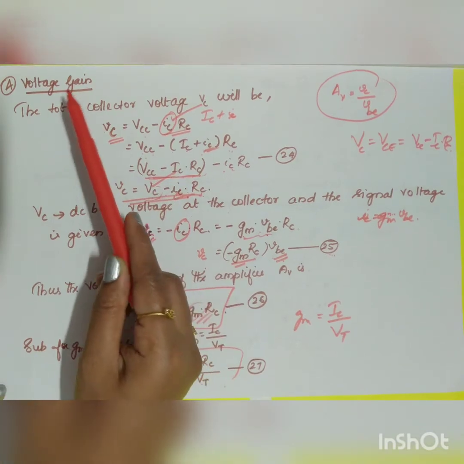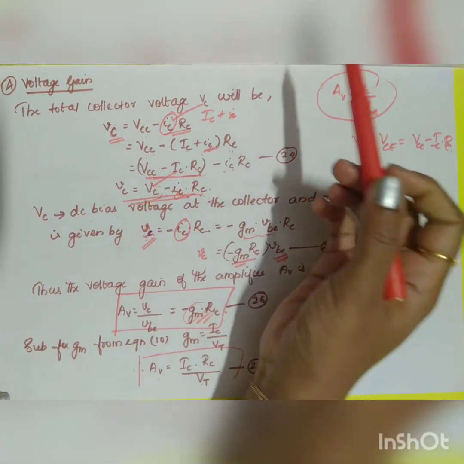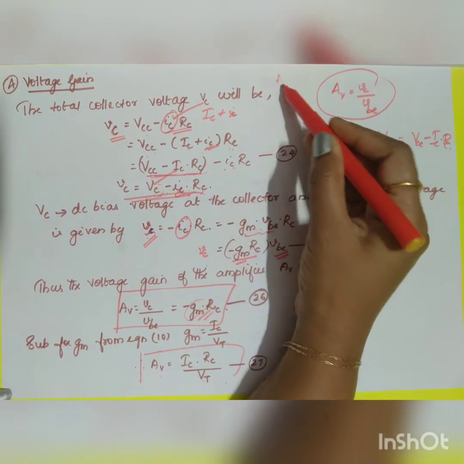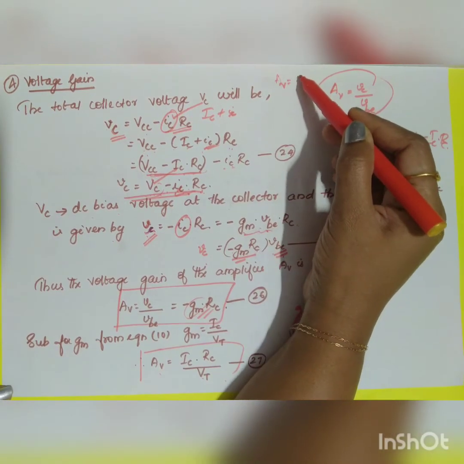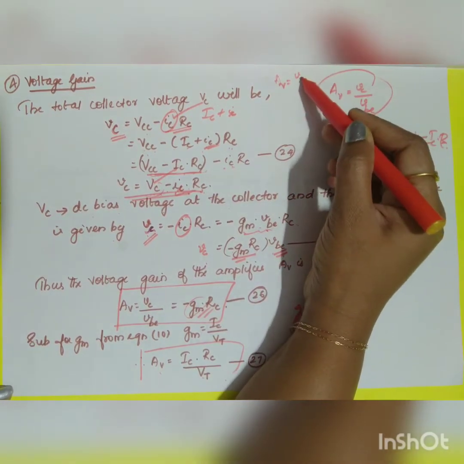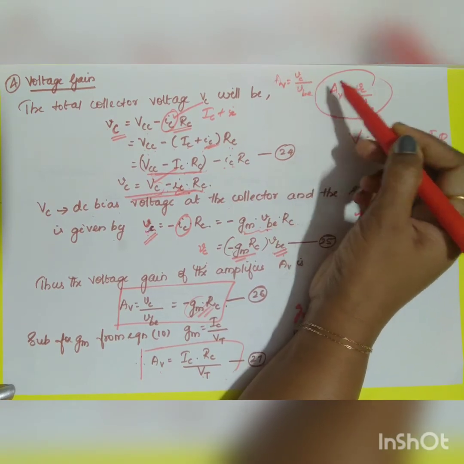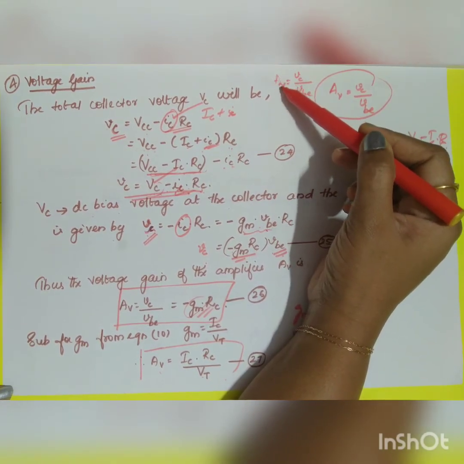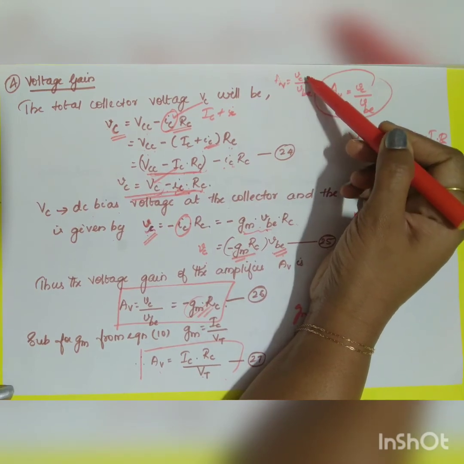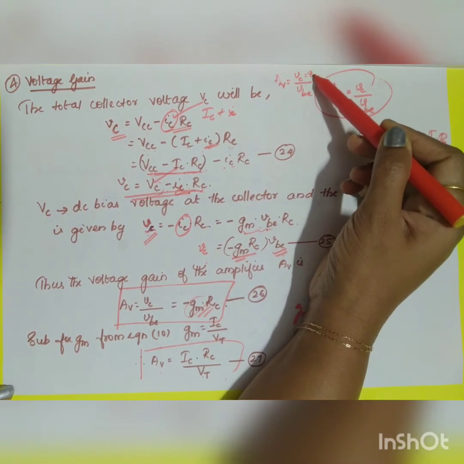And the last parameter is your voltage gain, right? So the AC voltage gain Av will be equal to output divided by input. Output voltage is taken as vc and input voltage is taken as vbe. So we are going to find out Av is equal to vc divided by vbe. vC can also be written as vCE.